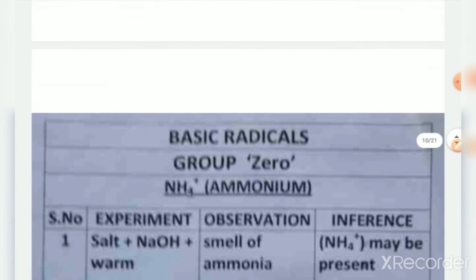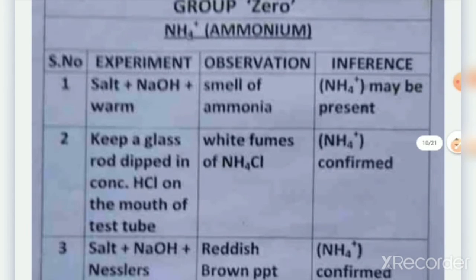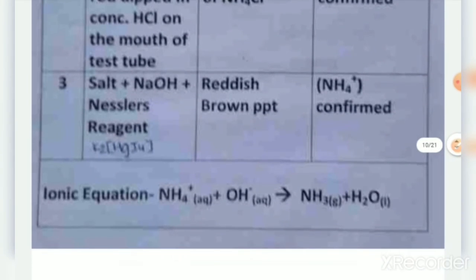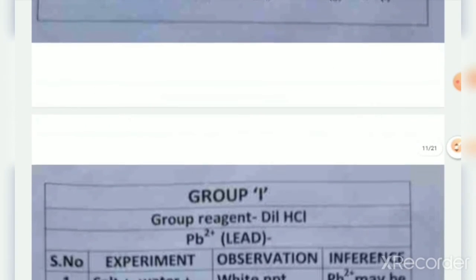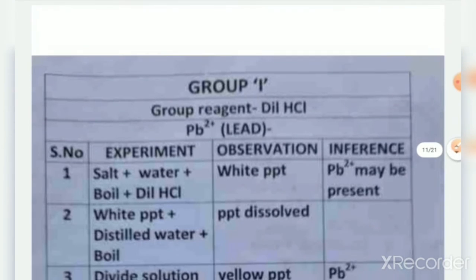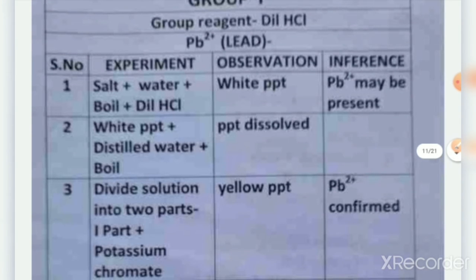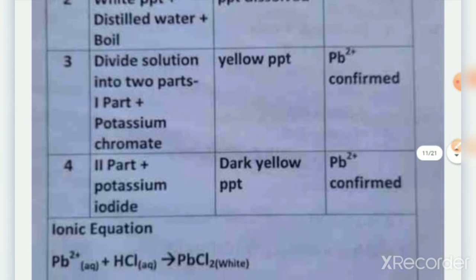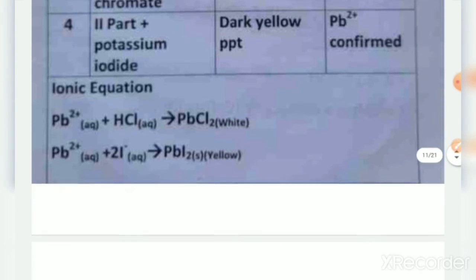It starts from the zero group. In this group there is the ammonium ion, and you have to test its preliminary and confirming tests, and the equation is also given here. And after that group 1, in this group there are three radicals, that is Pb ion, Ag ion and mercury ion, but Pb ion is very important. See here, all its tests are given with equations.